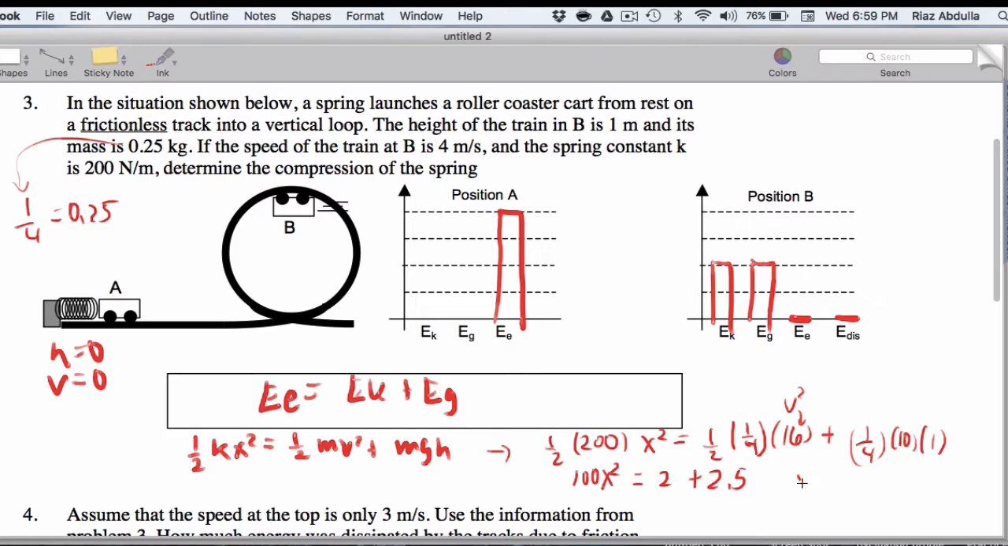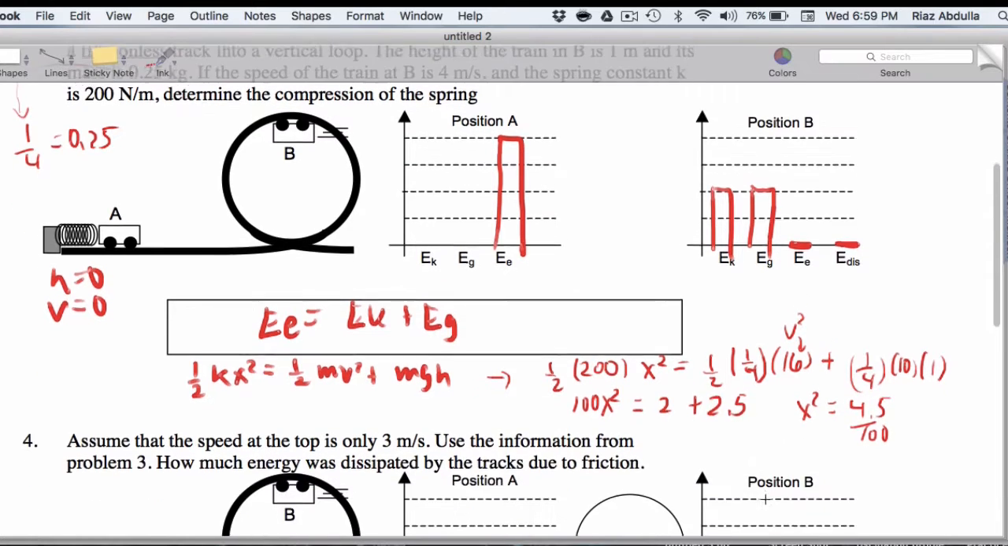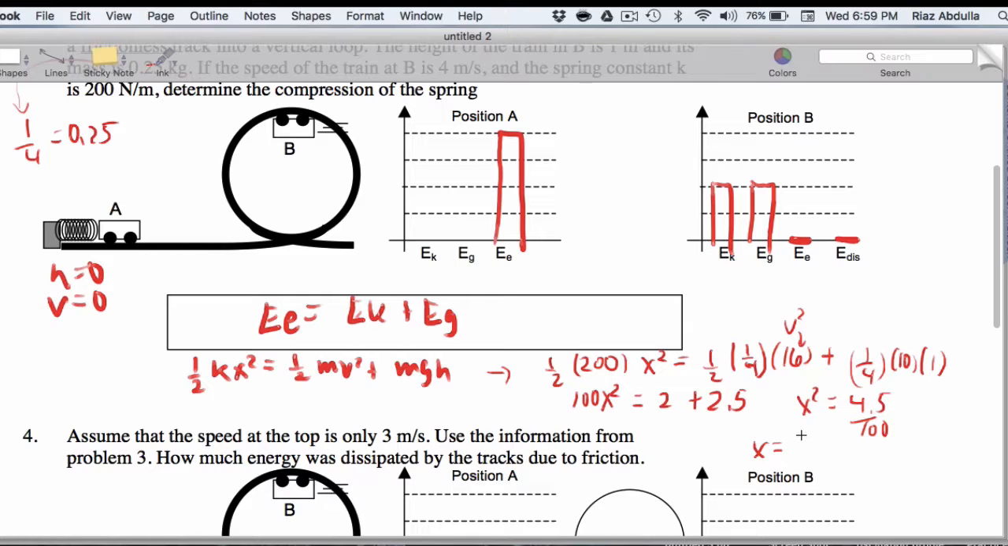So we end up getting x squared is 4.5 over 100. So x ends up being, when we solve, it's going to be kind of an awkward number, 0.21 meters of compression.